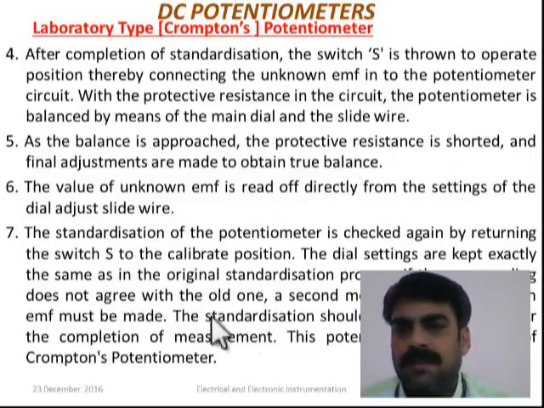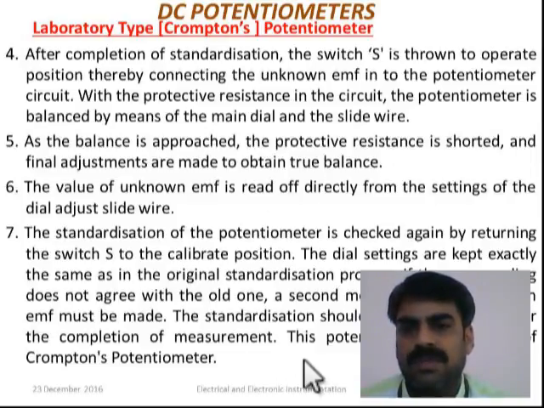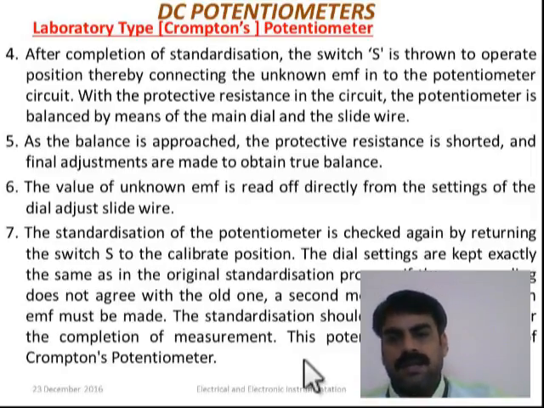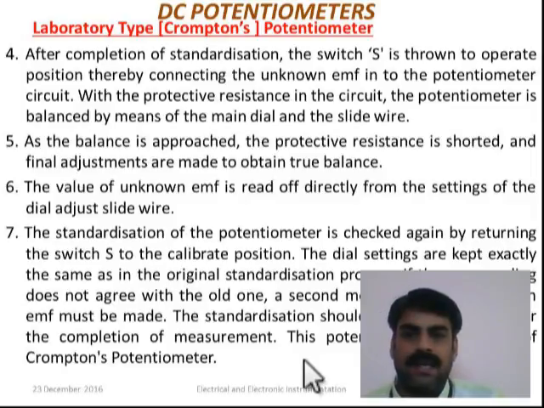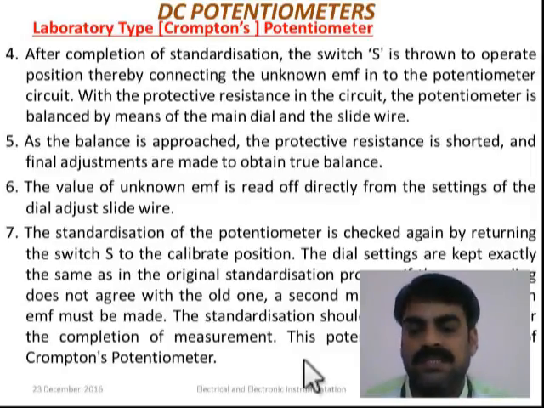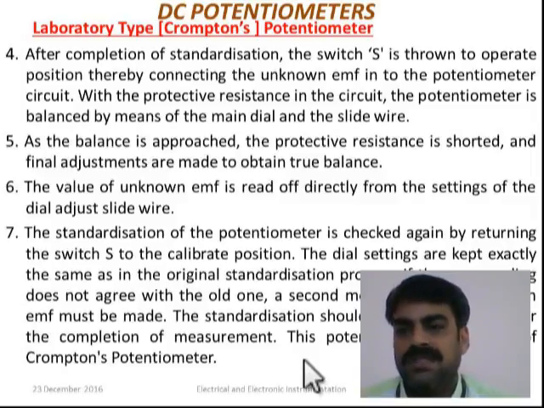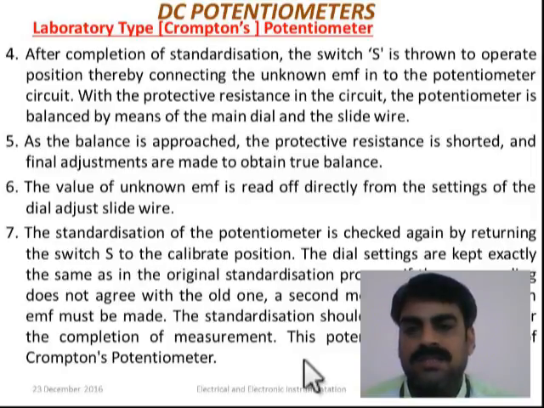And the seventh step, after doing this, again we will check the standardization of the potentiometer by returning the switch S to calibrate position, and the dial settings are kept exactly the same as in the original standardization, that is at 1.0186 volt position. And we will check it again when we press this key. If the galvanometer reads 0, it's fine. If it is not, again we have to do that standardization process again.